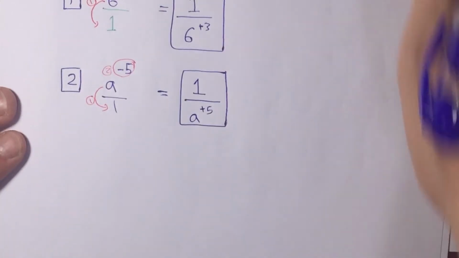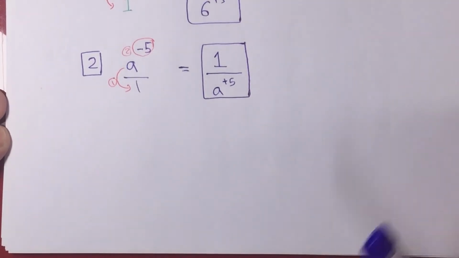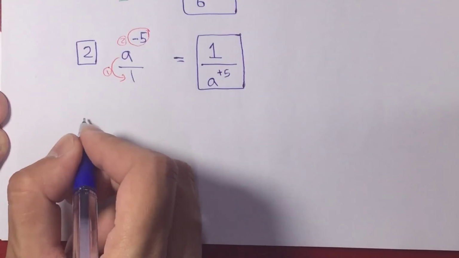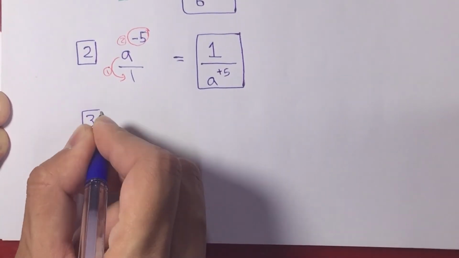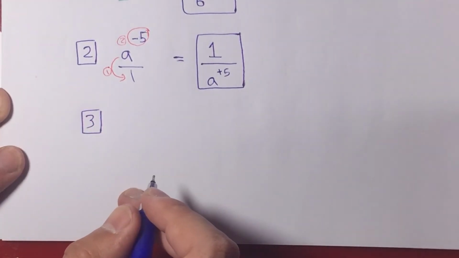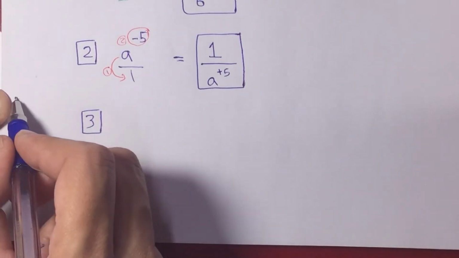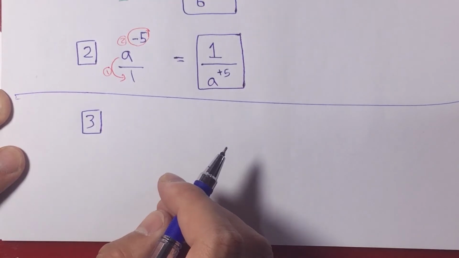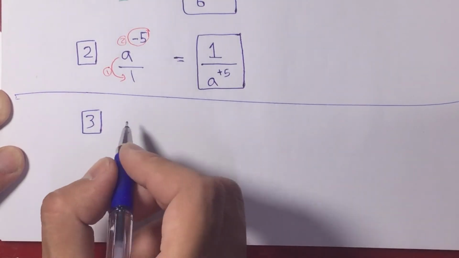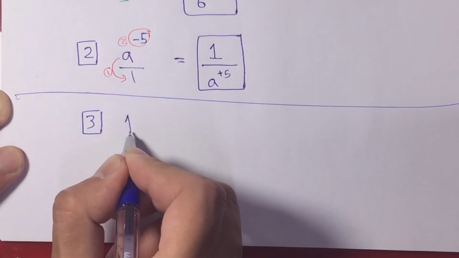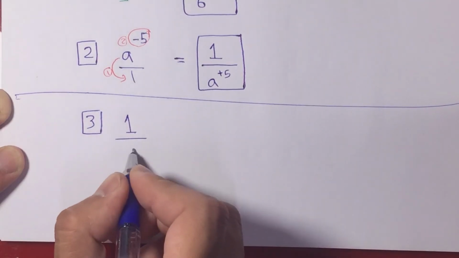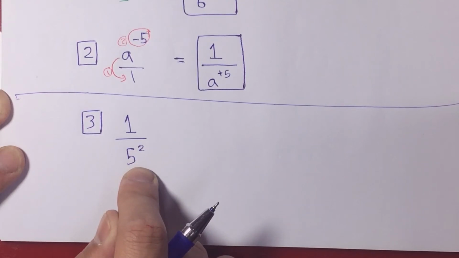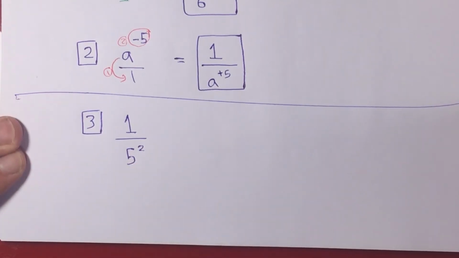From the same page, we have example number 3, which is asking us to write in terms of negative exponents this time. So this question is asking us to write these numbers in terms of negative exponents. We have 1 over 5 squared. How can we write this number in terms of a negative exponent?